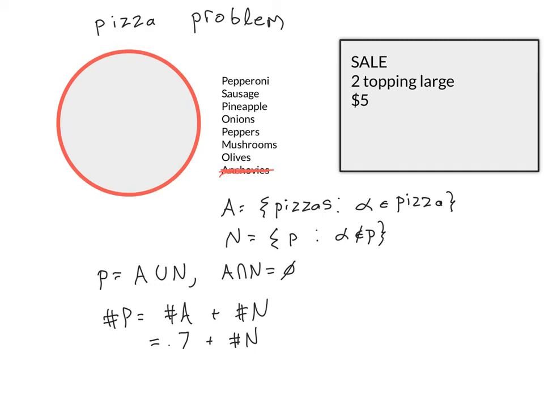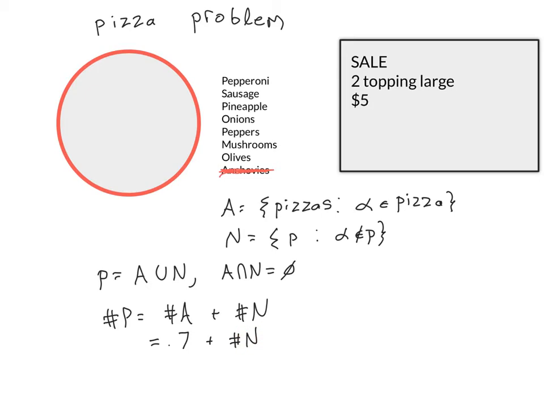Now, of course, we admit the truth that anchovies are really gross, so let's consider the case where we don't have anchovies on the pizza. Well, then we have 7 more toppings left to pick from, and we have to pick 2 of those toppings. And so we still have a lot of work left, but we've now narrowed our problem down to solving the size of N.